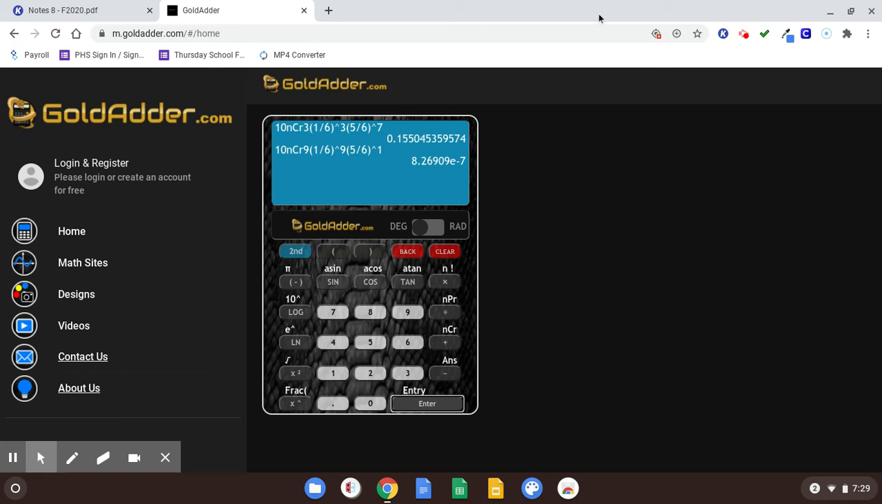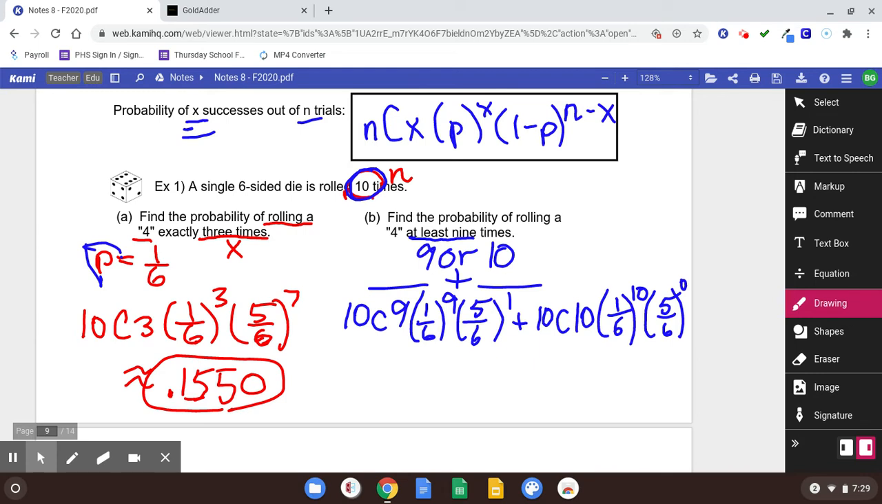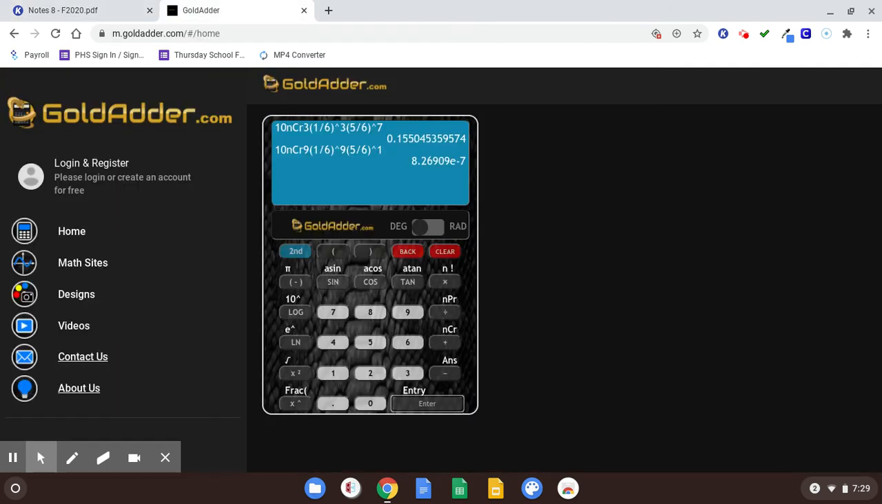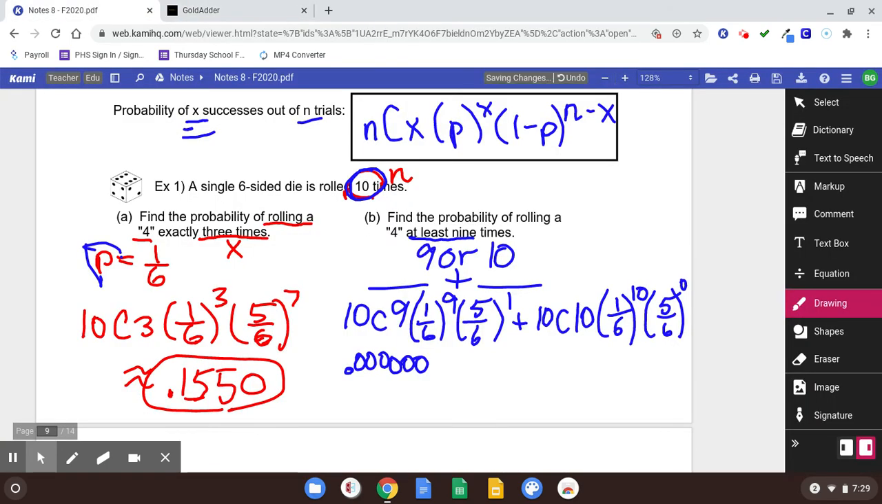Okay, so you've got that number. That means times 10 to the negative 7th. So that means move your decimal place 7 times to the left. That's going to put 6 zeros over here. So let's just write down that. That's a decimal point, 1, 2, 3, 4, 5, 6, and then 8269.